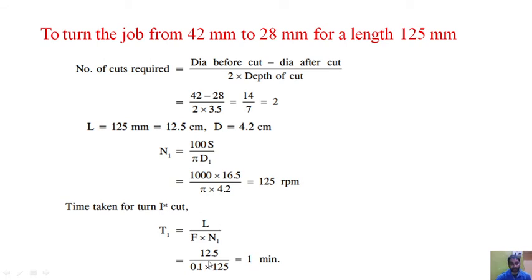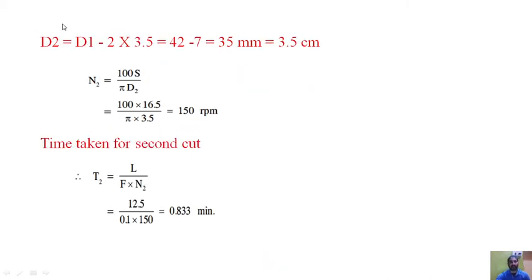Length of cut is 125 mm, in centimeter. Remember, you have to convert all this into centimeter. So 125 is nothing but 12.5 centimeter. Feed is 0.1 centimeter per revolution. RPM we have found as 125. So exactly 1 minute is required for the first cut. In the second cut, the diameter has now changed from 42 to 35. So in the second cut, you have to reduce 35 to 28.